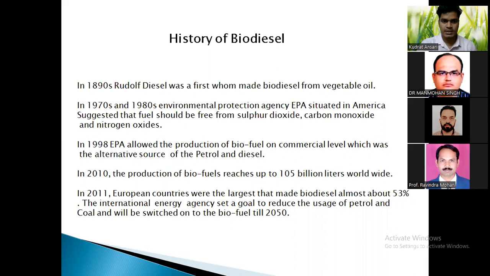In the 1970s and 1990s, there is an agency called EPA, which is situated in America, which suggested that oil should be free from sulfur dioxide, carbon monoxide and nitrogen oxides. In 1998, the production of biofuel at a commercial level was allowed, and in 2010, the production of biofuels reached up to 105 billion liters worldwide. And in 2011, the European Union was the largest user of biodiesels.